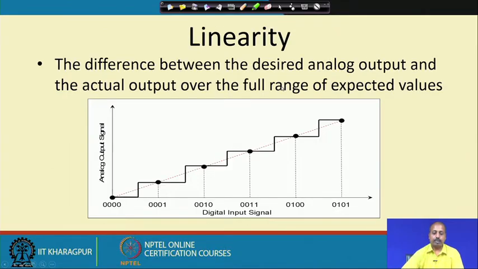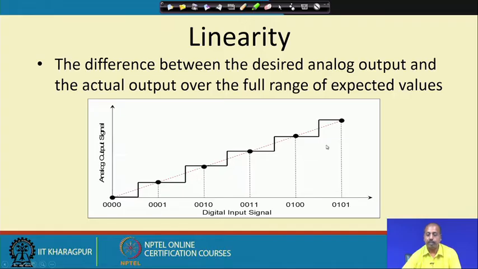The next important issue that we have is the linearity: the difference between the desired analog output and the actual output over the full range of expected values. You see that if the digital input signal is like this, 0 0 0 0, 0 0 0 1, 0 0 1 0, then the corresponding analog output values that we expect are at this point this value, and then the next one to be this. So, this is the ideal behavior that we have. The step size is the same, the analog voltage is not increasing rapidly.